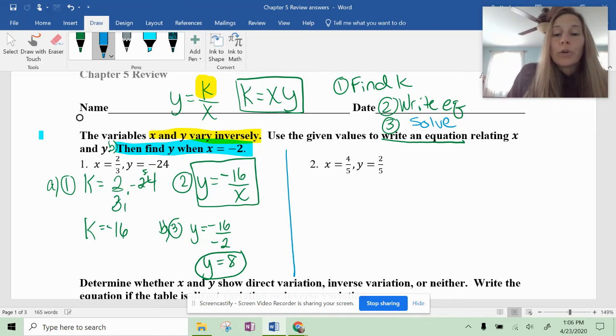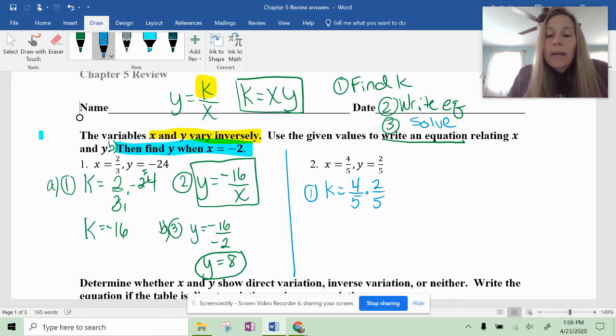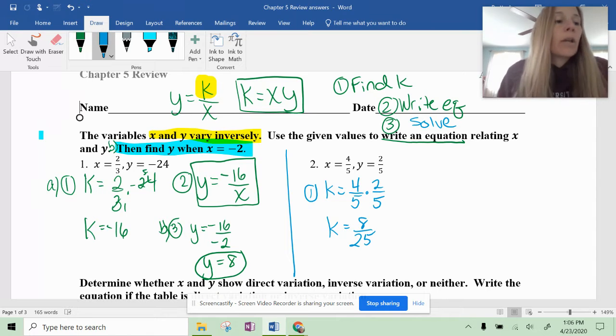Okay, so for number 2, same procedure here. So first we're going to find the K by multiplying the X and the Y together. And we're multiplying 2 fractions. We just multiply the numerators and then multiply the denominators. Now this one looks a little funny because it's a fraction.